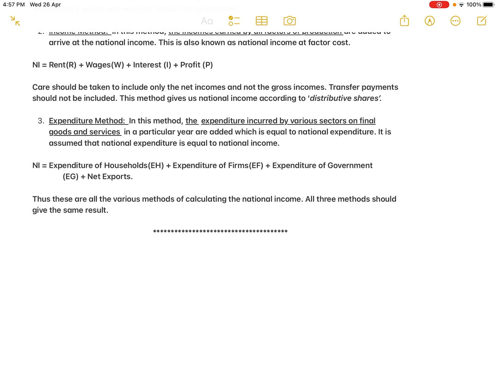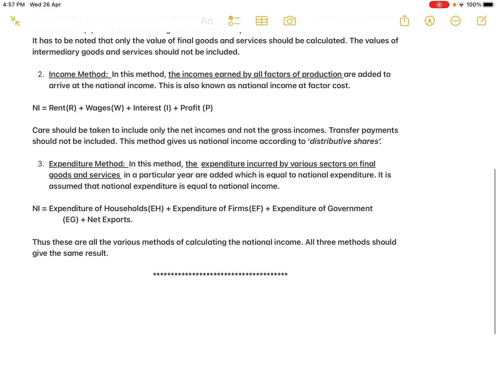But for your information, no country is following this expenditure method because it is very difficult to get the data about the expenses incurred on final goods and services from various sectors. It is very difficult to get the information on expenses. So none of the countries are using the expenditure method.